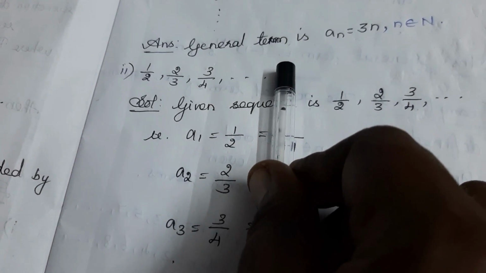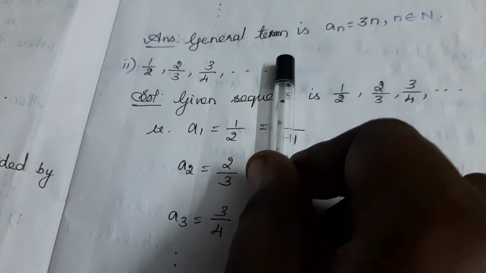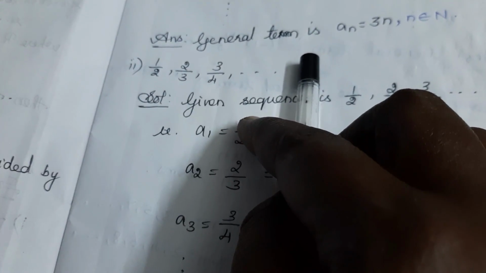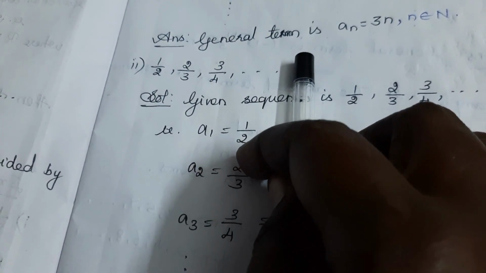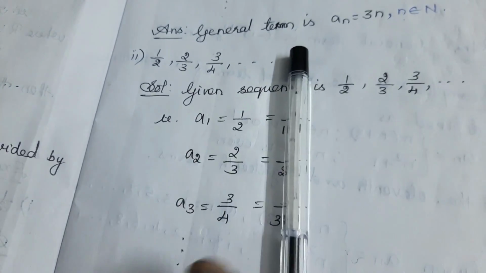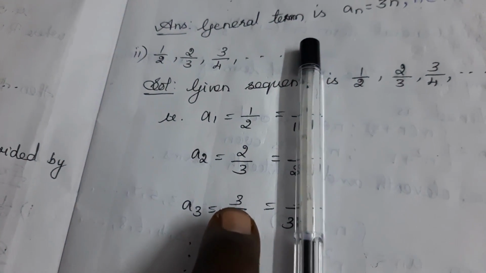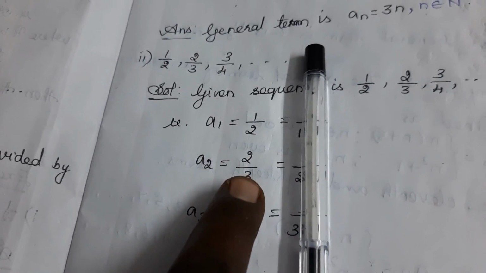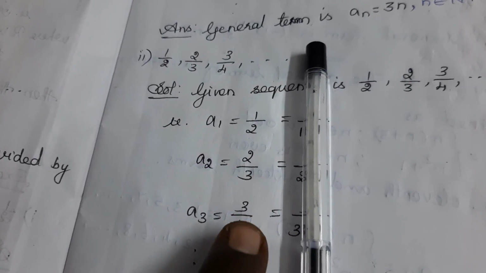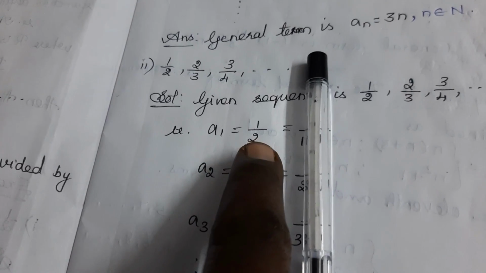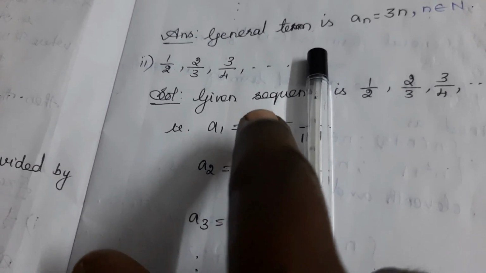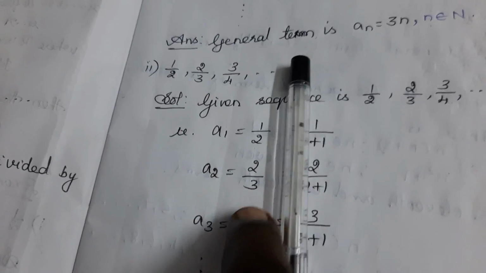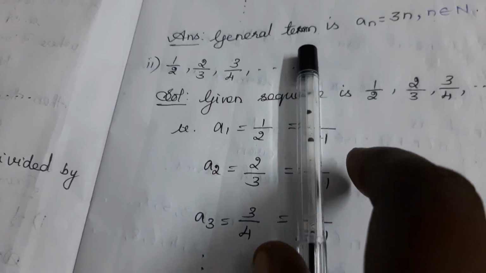What is the relation between the term and the number? You see, a1, the numerator is 1. a2, the numerator is 2. a3, the numerator is 3. Understood? Now what about the relation between the denominator and numerator? 1 plus 1 is 2. 2 plus 1 is 3. 3 plus 1 is 4.